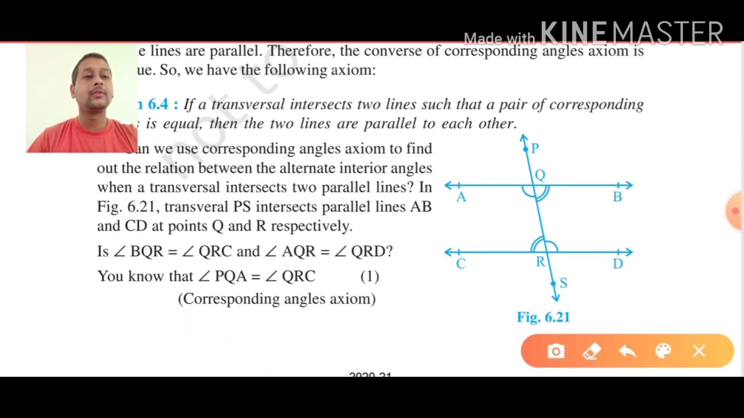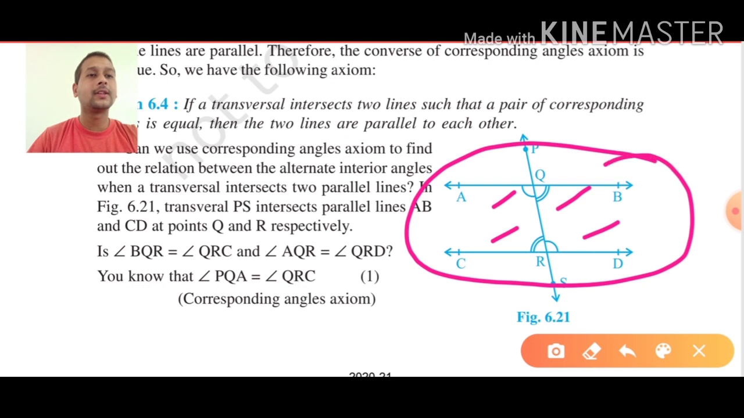So here if you look, you will see this angle and this angle is equal, this angle and this angle is equal. This is not corresponding angles. Okay, these are alternate interior angles. These are alternate interior angles.